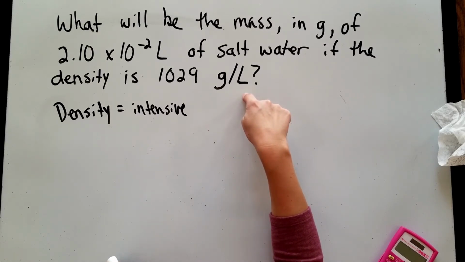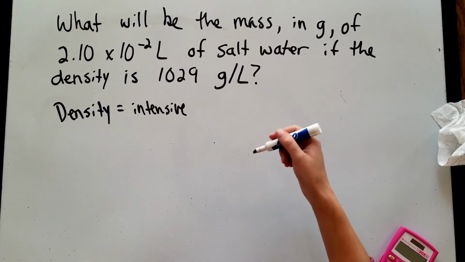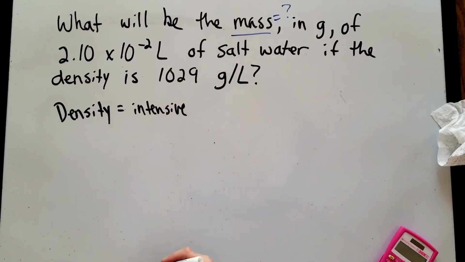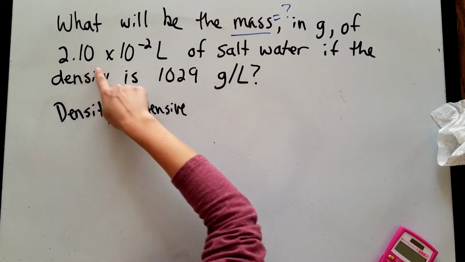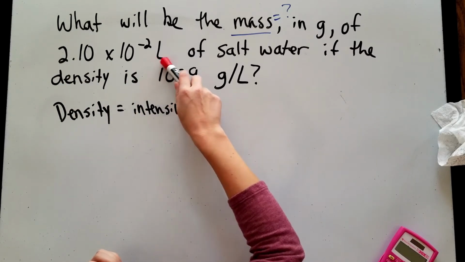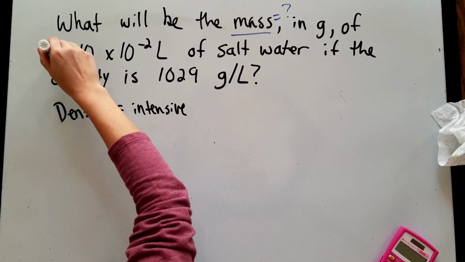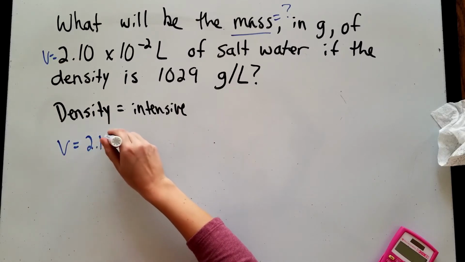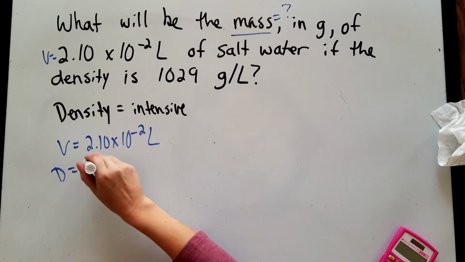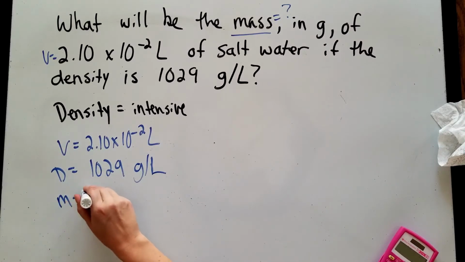So let's look at how we would approach this problem. Let's start by just figuring out what the question's asking and what information we have. So it's asking what will be the mass, so that's our question mark. It gives us 2.10 times 10 to the negative 2 liters. So it's giving us volume, so I know it's volume because of the liters, but it's giving it to us in scientific notation. So I'm going to go ahead and write this down as my volume. It's also giving us the density, 1029 grams per liter. And we said mass is what it's asking for.